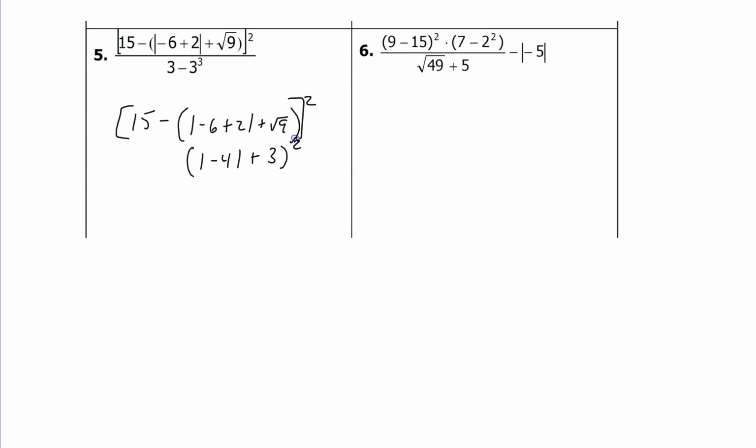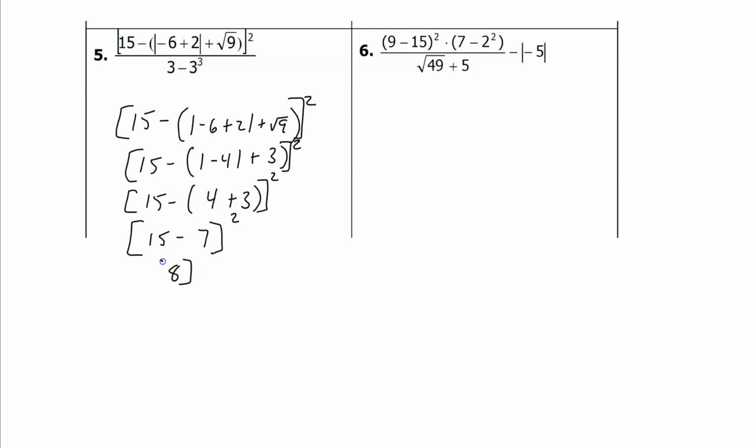And that should be in a bracket. And all of this is still in a bracket. Then I go ahead, I deal with my absolute value of negative 4, which is just 4. So now I have 15 minus 4 plus 3, all in a bracket, all squared. 4 plus 3 is 7. So now I have 15 minus 7 in a bracket and squared. 15 minus 7 is 8, all in a bracket, all squared. And 8 squared is 64.